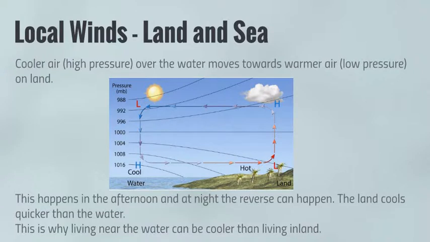Alright, locally, we have different types of situations that will happen. This one's for us in Florida. Cooler air that's above the water is going to move towards the warmer air on land. This happens in the afternoon. And at night, the reverse is going to happen because the land cools quicker than the water. This is why it's cooler for us to live near the water than it is to live inland.